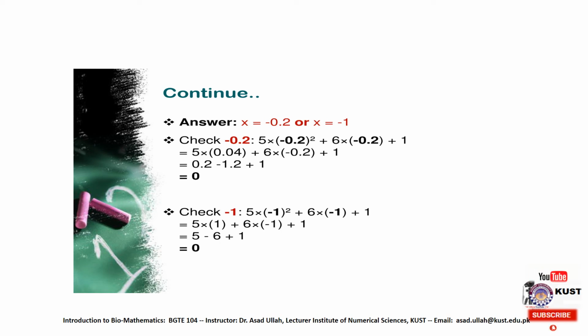So it means the original equation is satisfied identically. Similarly, using x is equal to minus 1 in the original equation, the equation becomes 0. So both sides of the equation become 0. It means the equation is satisfied identically.